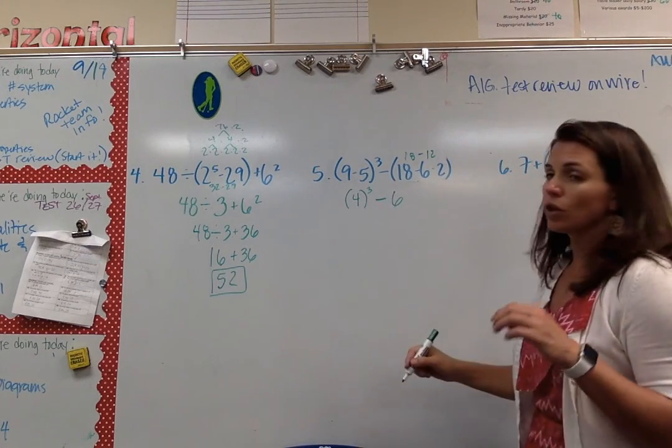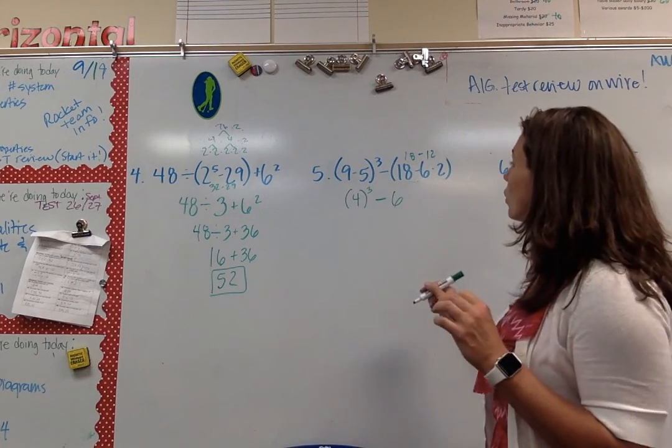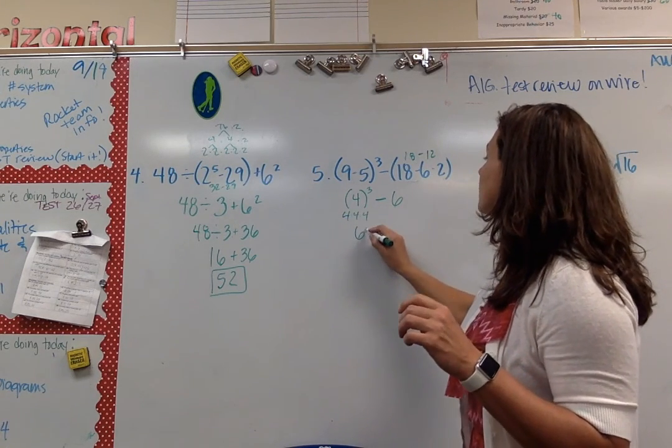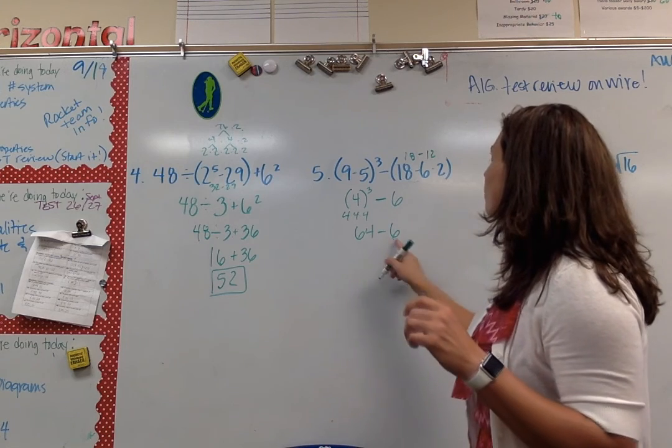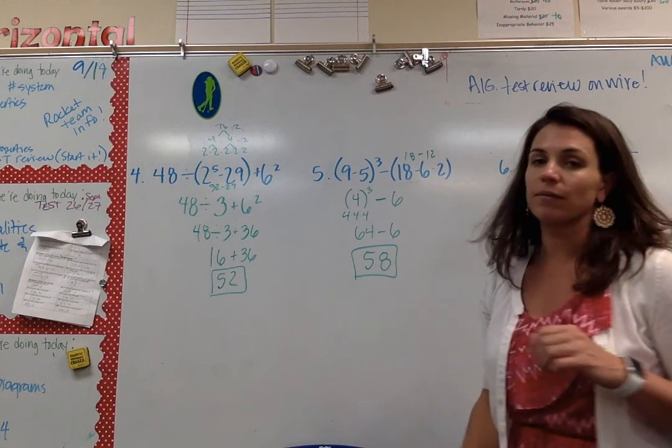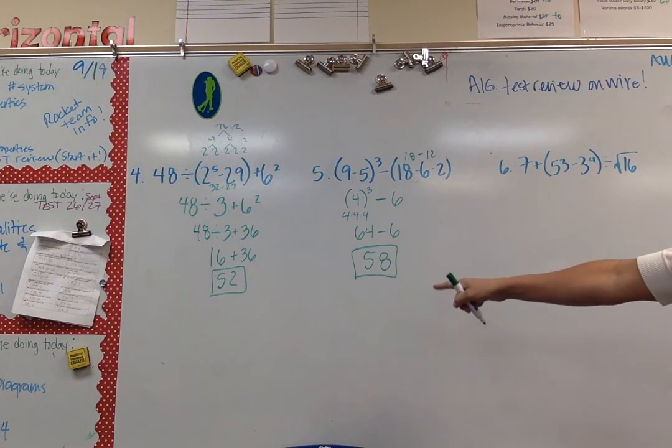So I get 4 cubed minus 6. So 4 cubed minus 6, which just means 4 times 4 times 4, is 64. And 64 minus 6 is going to give me 58, I believe. So 58 is my number for number 5.